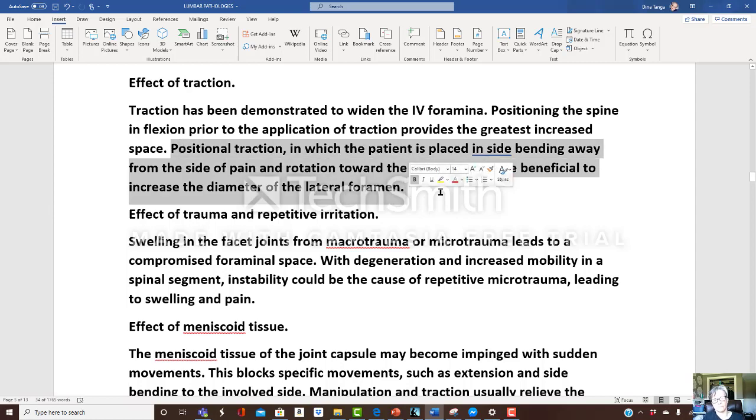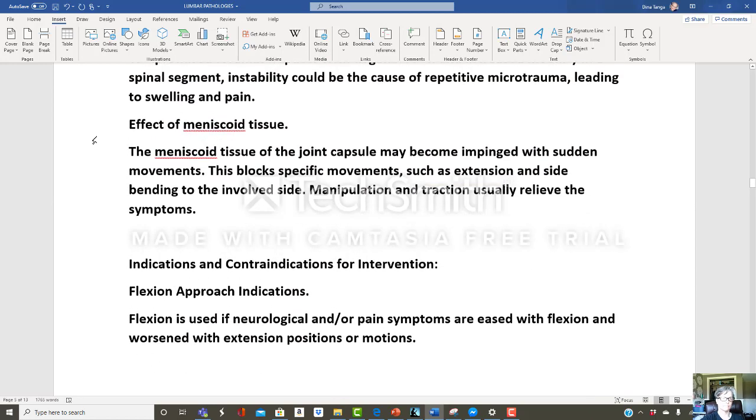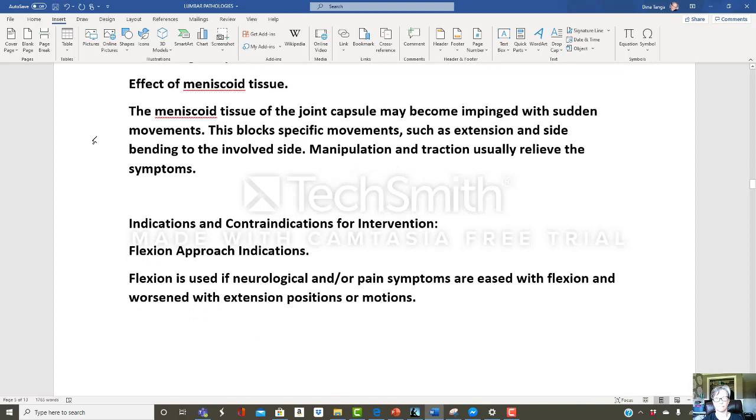Effective trauma and repetitive irritation: swelling in the facet joints from macrotrauma or microtrauma leads to a compromised foraminal space. With degeneration and increased mobility in the spinal segment, instability could be the cause of repetitive microtrauma, leading to swelling and pain. Effective meniscoid tissue: the meniscoid tissue of the joint capsule may become impinged with sudden movements. This blocks specific movements, such as extension and side bending to the involved side. Manipulation and traction usually relieve the symptoms.